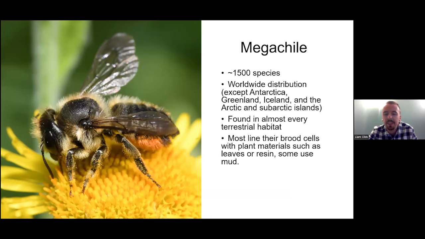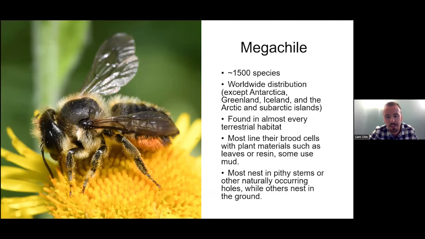They're called leafcutter bees commonly because they collect leaf sections in order to line their nest, especially the partitions and the walls of their nest. But they will also use resin as well, and some use mud. So it does vary slightly between the various species.